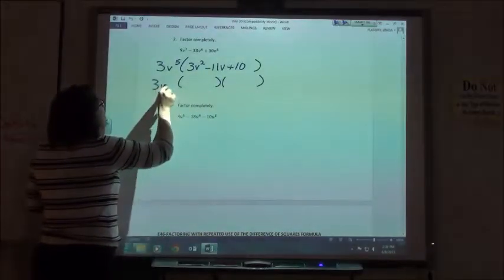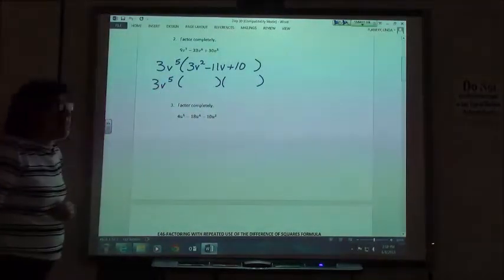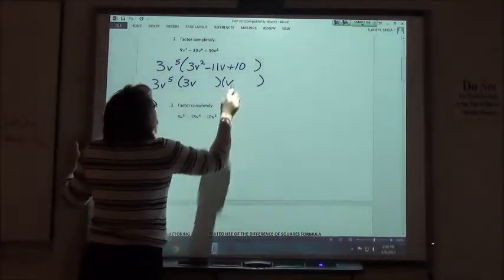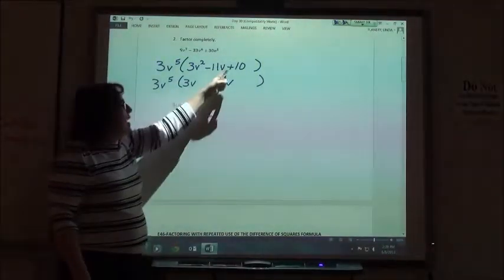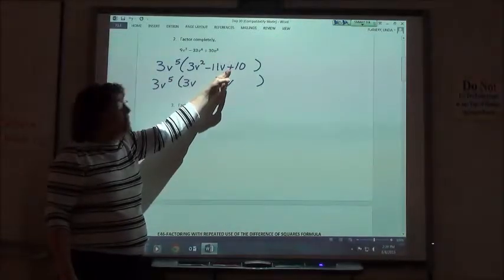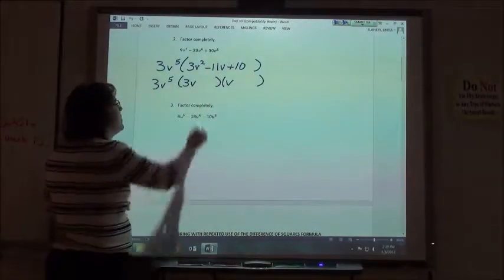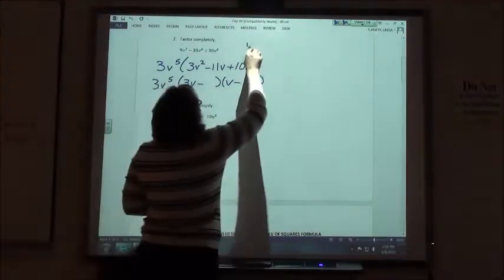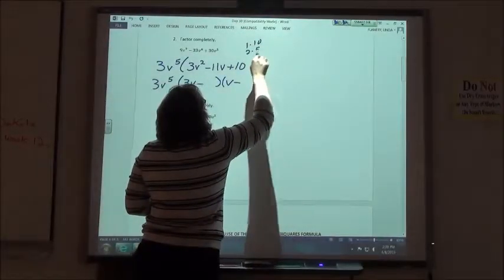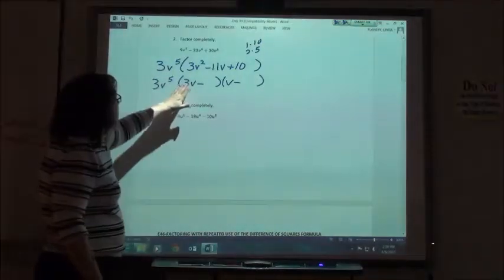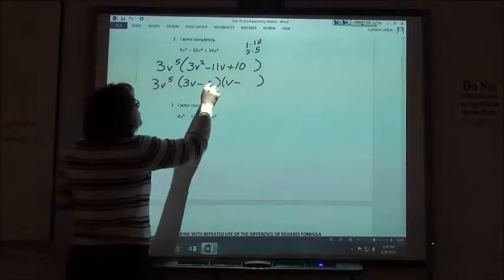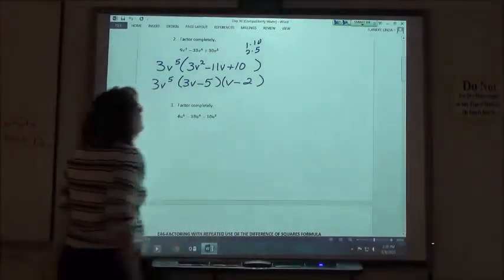It may or may not factor again, but I've got to check to see if it does. Factors of 3v squared: 3v and v. The end is a positive. If the end is a positive, both signs are the same as the middle, a negative and a negative. Factors of 10: 1 and 10 or 2 and 5, probably the 2 and the 5. I probably don't want to do 3 times 5 because that's already 15. So I'm going to try my 5 here and my 2 here.